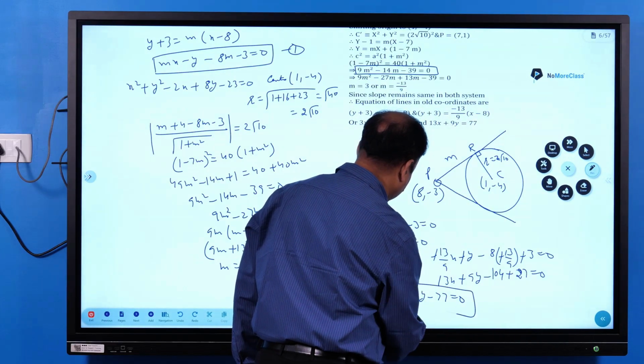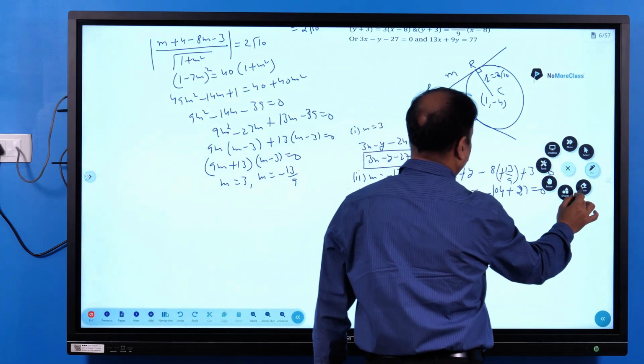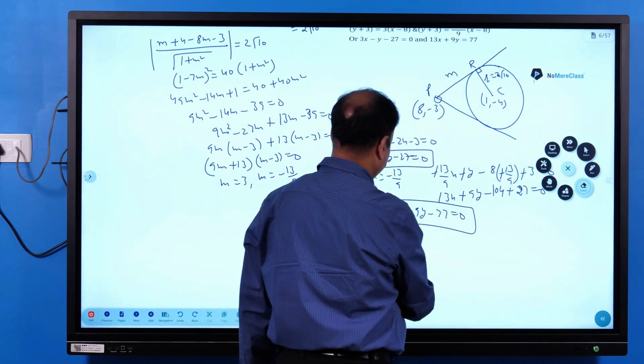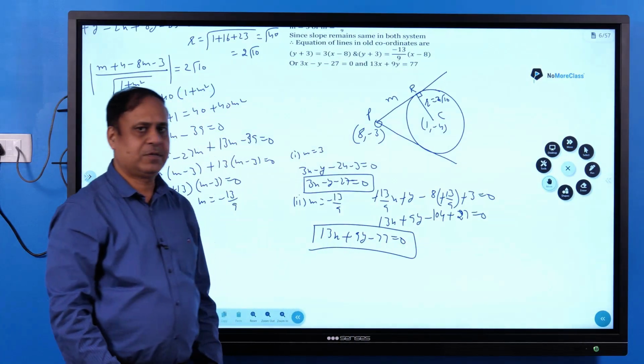So these are the two tangents. This is one tangent. This is another tangent. These are the two tangents of this circle. So this completes the question. Thank you.